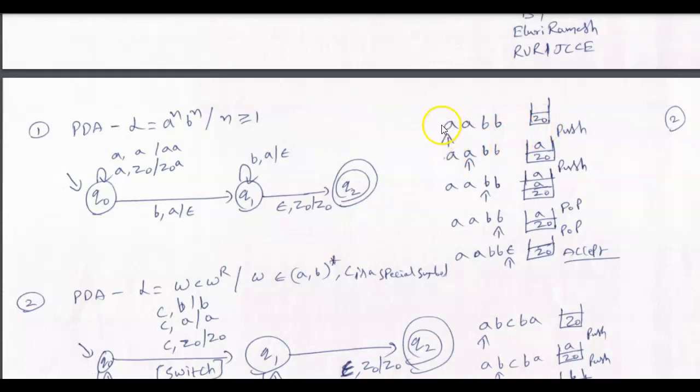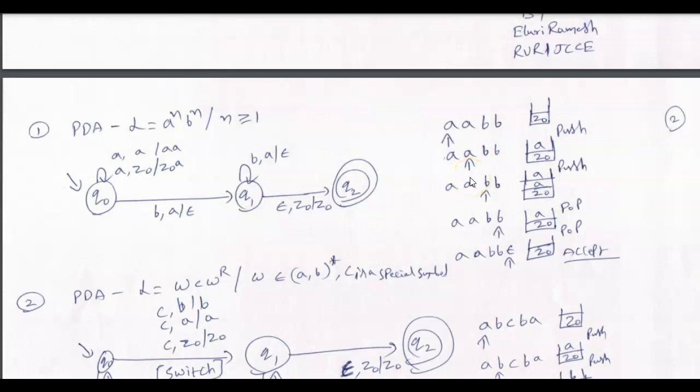After processing the A, Z0, the corresponding stack symbols are A Z naught. Actually, it should be A Z naught, not Z naught A. You got my point? A Z naught. Next one, what we have is next A.